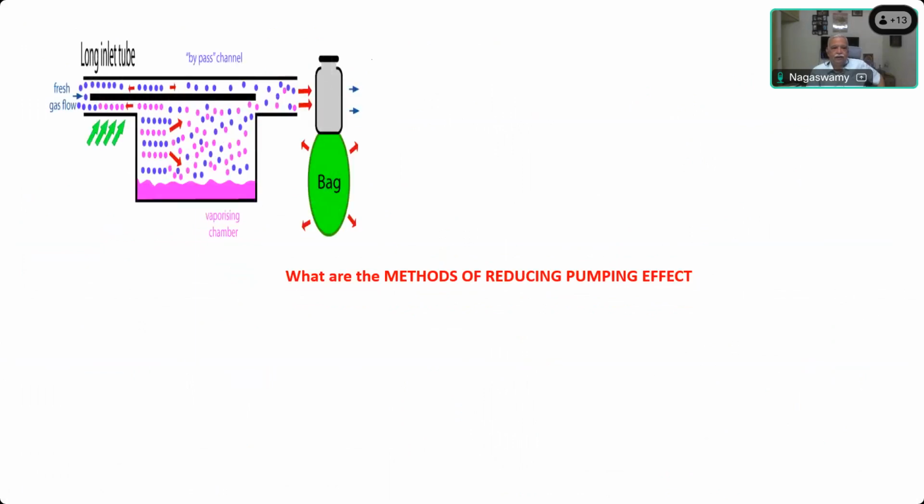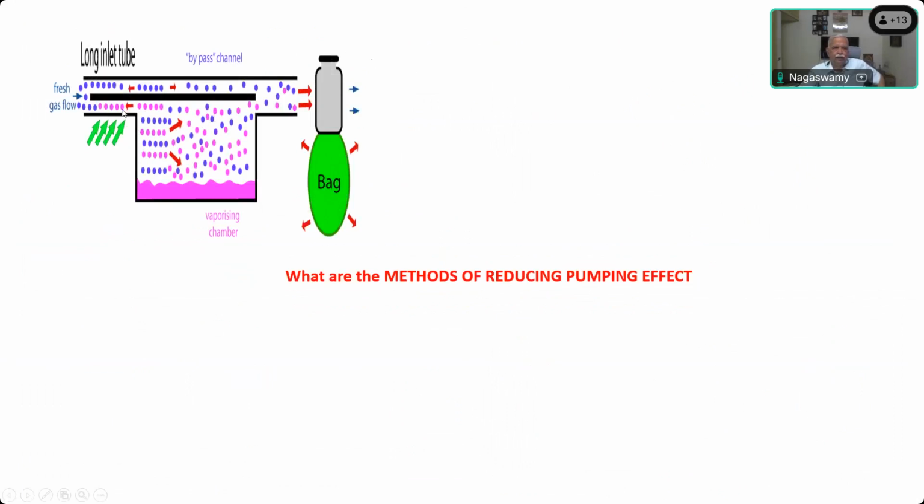Then increase the length of the... Vaporizer outlet? Inlet into the vaporizing chamber, because the mixing happens at the inlet level. You have to increase the length of the inlet. Very good. Okay. So see, this is the long inlet tube.